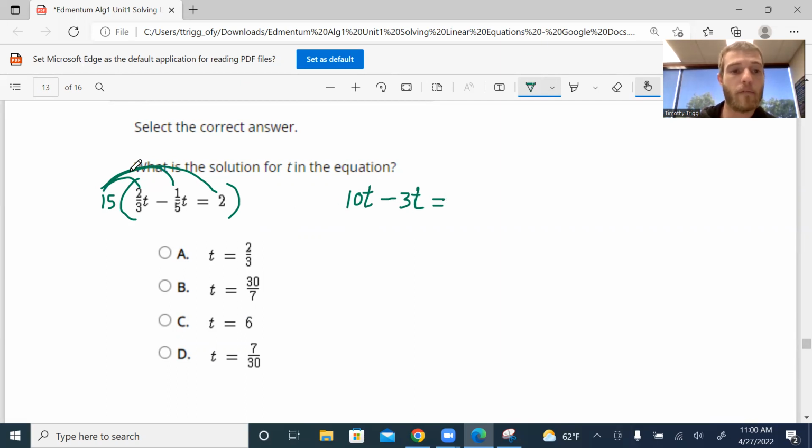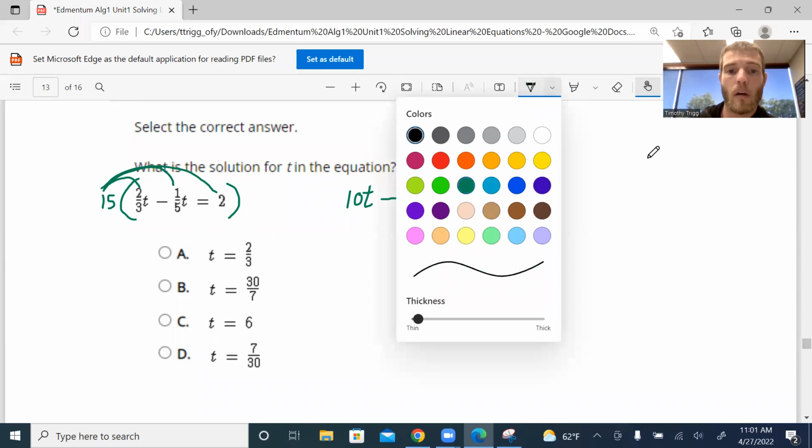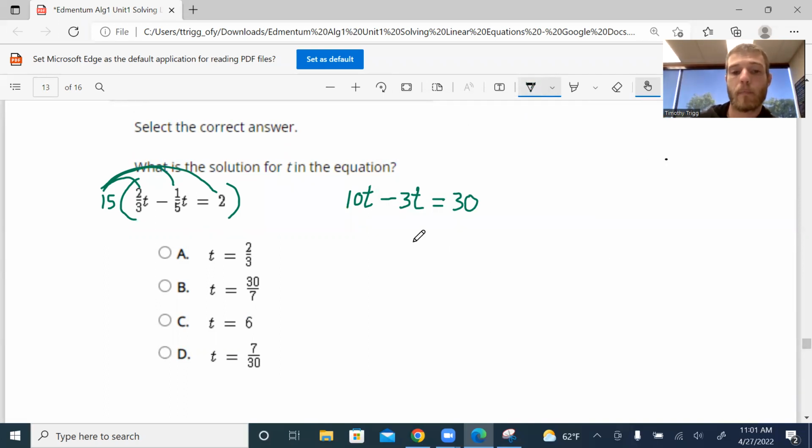equals, don't forget, 15 also multiplies with this 2 here. Because we multiplied one side by 15, we have to multiply the other side by 15 as well. That's the multiplication property of equality. Okay. Next, let's go ahead and combine like terms. These two t terms are together on the same side, so we just subtract the coefficients. 10 minus 3 is 7. So this is 7t.